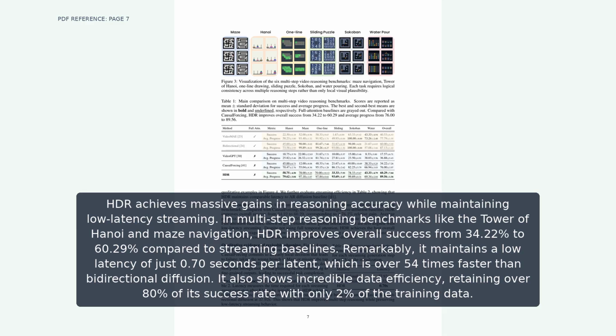HDR achieves massive gains in reasoning accuracy while maintaining low latency streaming. In multi-step reasoning benchmarks like the Tower of Hanoi and maze navigation, HDR improves overall success from 34.22% to 60.29% compared to streaming baselines. Remarkably, it maintains a low latency of just 0.70 seconds per latent, which is over 54 times faster than bidirectional diffusion. It also shows incredible data efficiency, retaining over 80% of its success rate with only 2% of the training data.